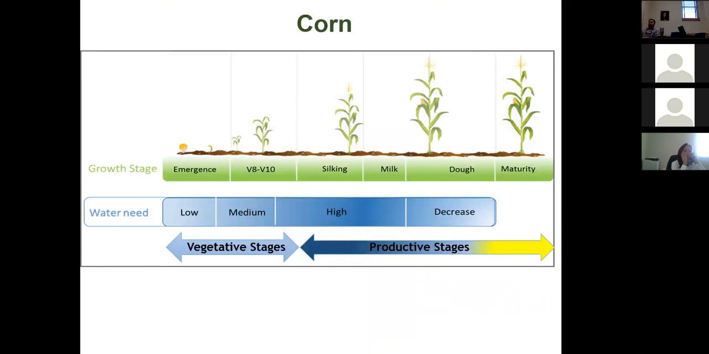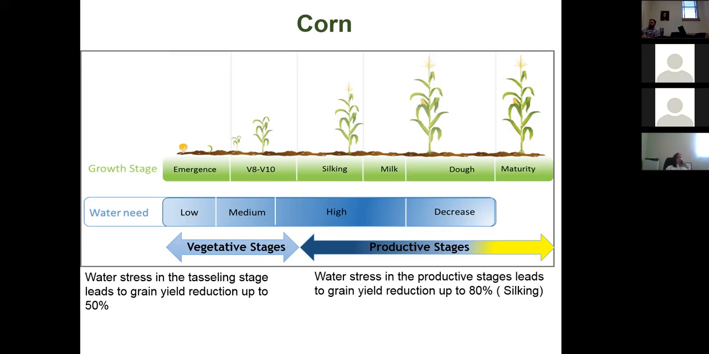For corn, it requires the most water just prior to and during the reproductive growth stage. During the vegetative stage, corn uses less water compared to the reproductive stage, but it's still sensitive to water stress. Water stress in the tasseling stage leads to grain yield reduction of up to 50%.